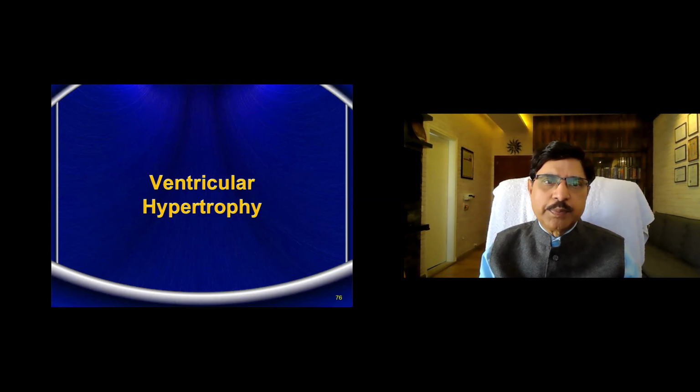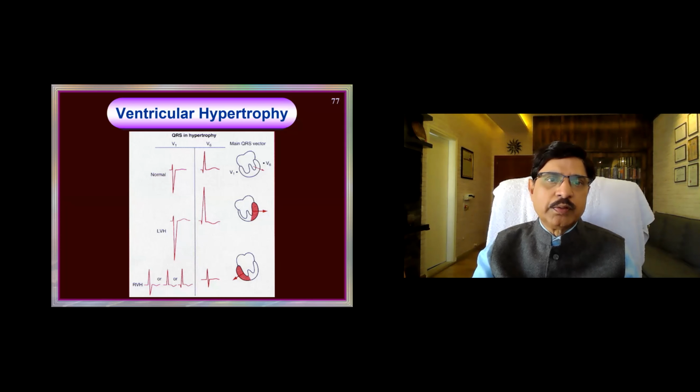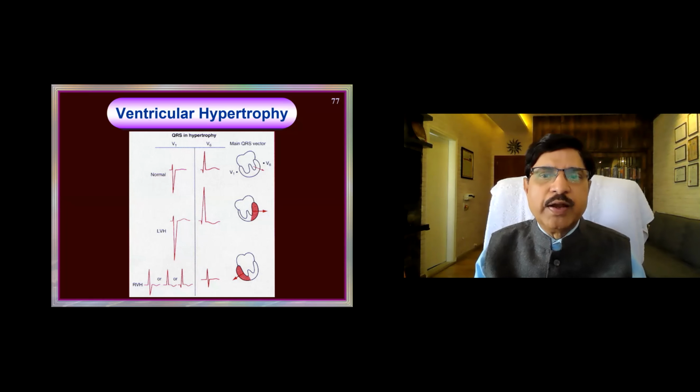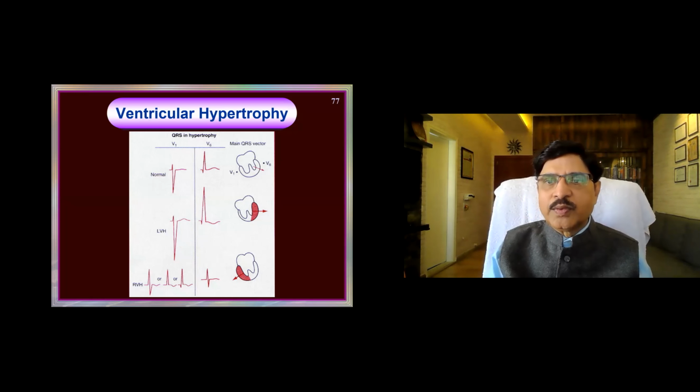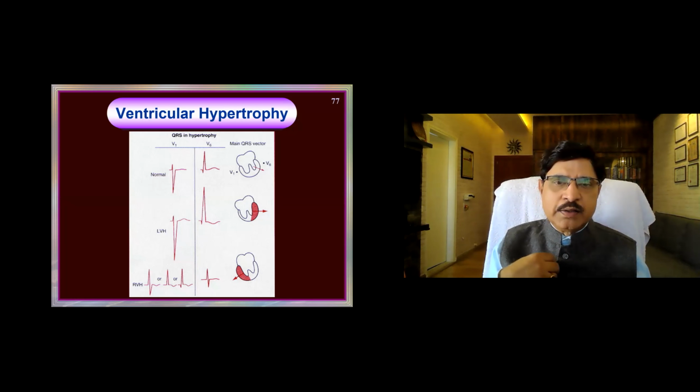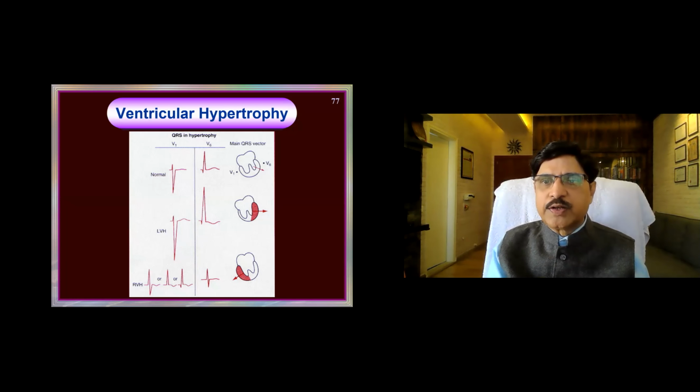Just like the atrial hypertrophy, we have ventricular hypertrophies also. Left ventricular hypertrophy, very common. Right ventricular hypertrophy also is very common. In ventricular hypertrophy, the QRS is where you have to look, at V1 and V6. These are the leads directly on the ventricles, V1 to V6. They are tapping the potential difference from the chest directly on the ventricles.